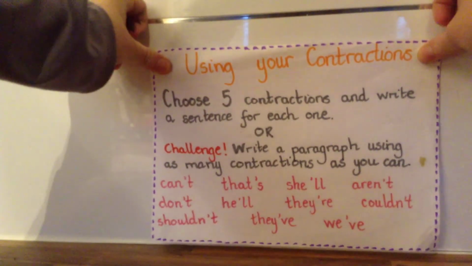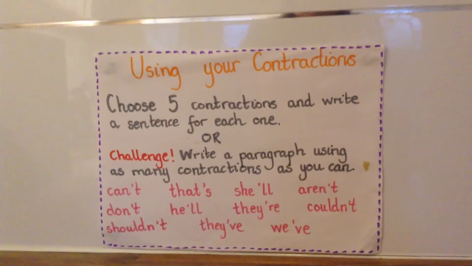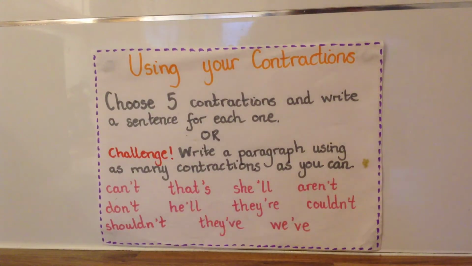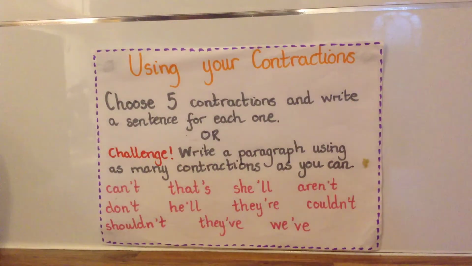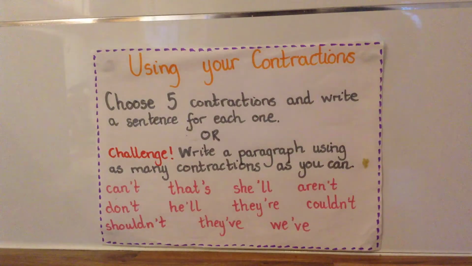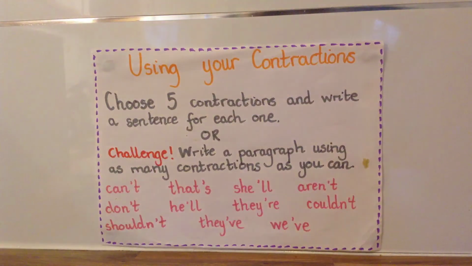So now we've learned how to create contractions. I know that we use them because it just flows a bit easier when we speak. That's the way we speak. So when we write it, we want to make sure we're writing them correctly. So we have two options here. You can either choose five contractions. We've already compiled a list and I've put some extra ones down here for you. And you can write a sentence for each one. Or, if you fancy a challenge, you can write a paragraph using as many contractions as you can. It might be a good idea to highlight or underline your contractions.